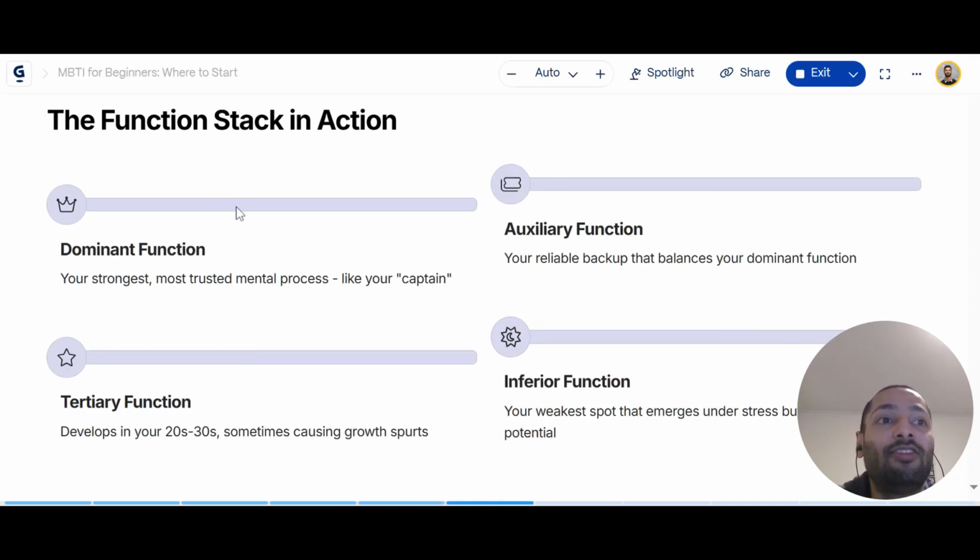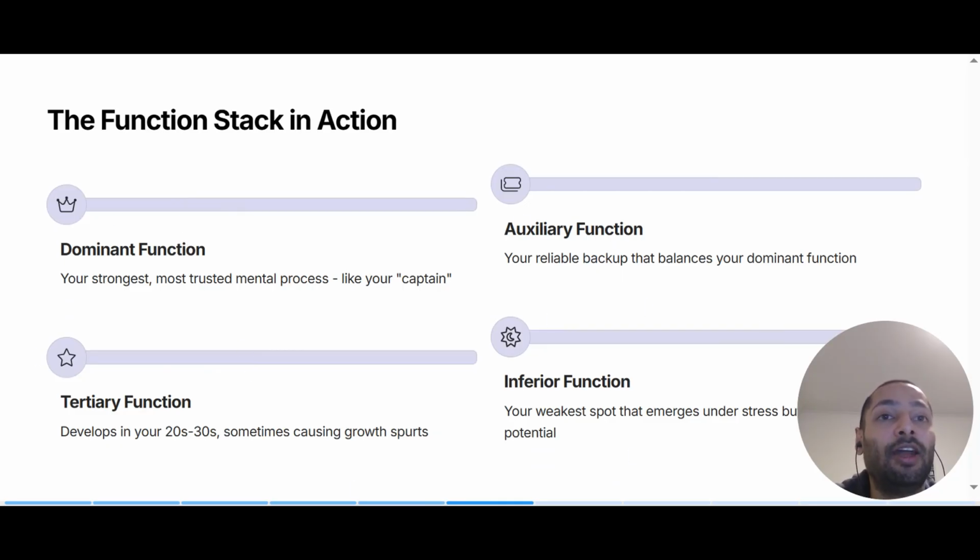The function stack in action. There are actually eight functions, but I normally just put the four to make it simple. The first one is your dominant function, which for me, like I said before, is extroverted sensing. The auxiliary function, the parent function, is your backup that balances your dominant function. This one tends to be a more responsible one, the function that you're willing to take the most heat from by being controversial. Someone like Kanye West, where he purposely says what he thinks, that's his auxiliary function, which is introverted thinking.